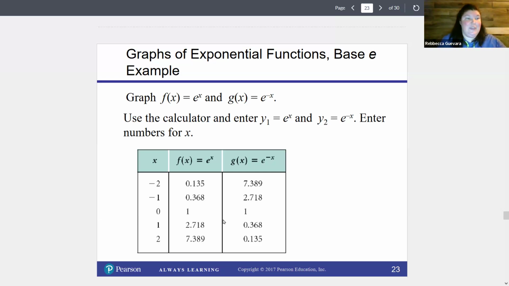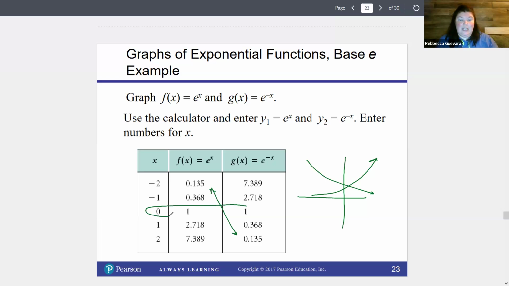But we're seeing that same thing here if I have e to the x and e to the negative x. We're getting that switch. So we're going to have one that's going to be going like this and one that's going to be going like this. But we still see that either way, as long as that exponent is 0, then we are going to cross at 1. It's going to be my y-intercept.